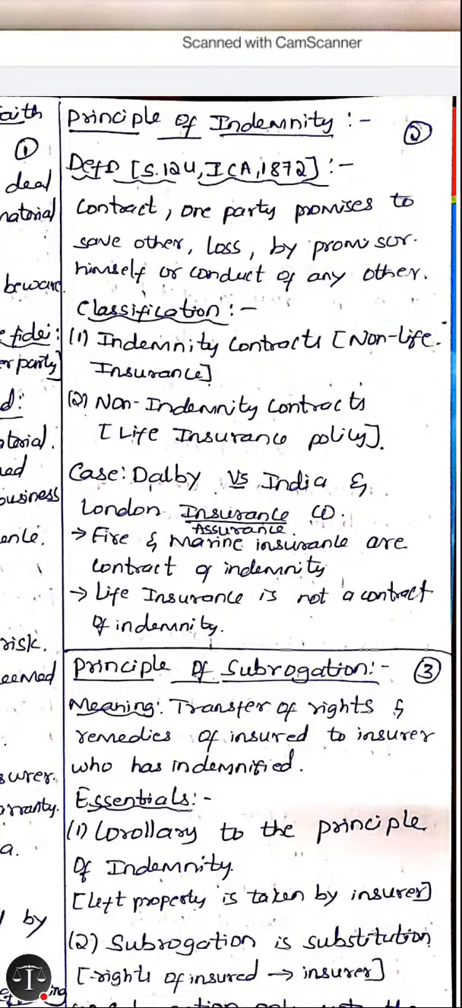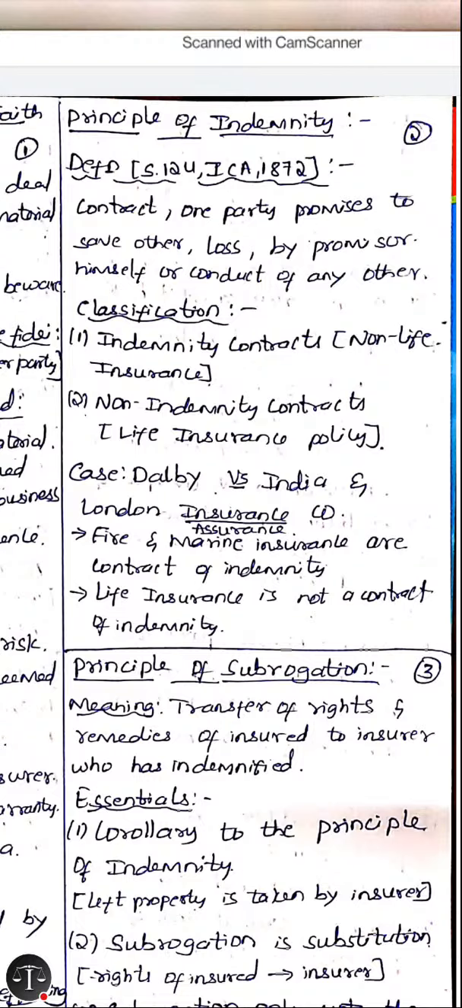And insurance is a contract of indemnity. Classification: the classification is done as indemnity contracts and non-indemnity contracts. So what are the indemnity contracts in a contract of insurance? All the insurance which are not life insurance are called indemnity contracts. Only life insurance are non-indemnity contracts.